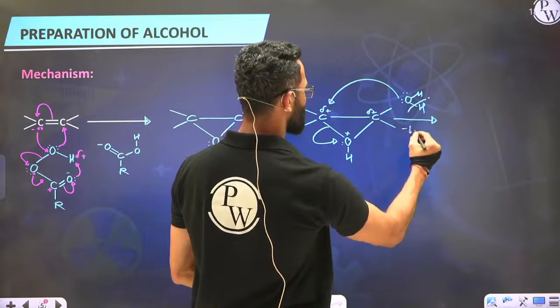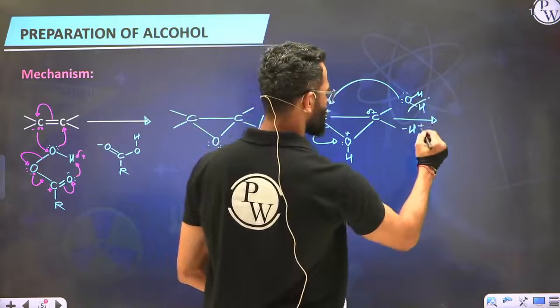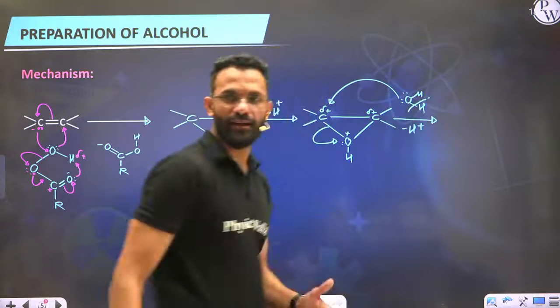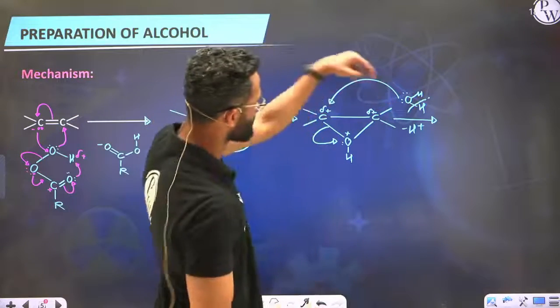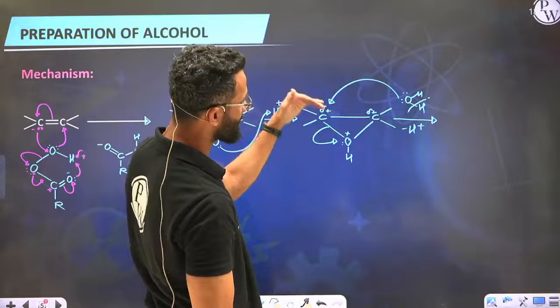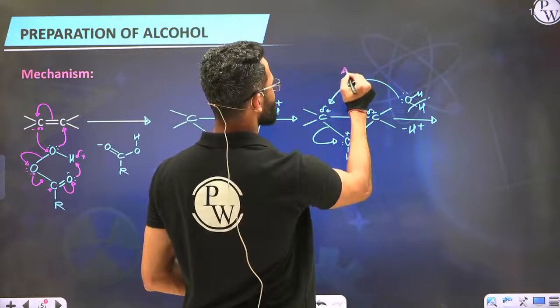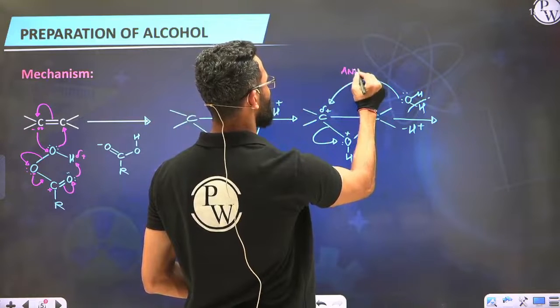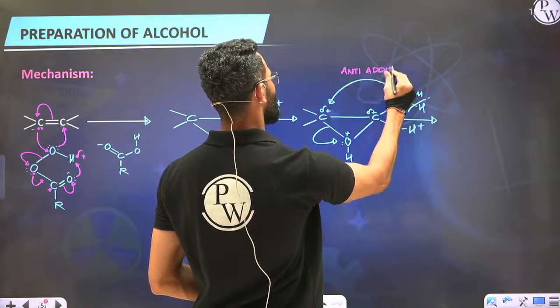So once the proton is lost from here, effectively what is getting added is this OH group. Now guys, what we need to understand here is that the attack of OH at this carbon is taking place from the opposite side of the already existing OH, and hence we can call this addition anti-addition.